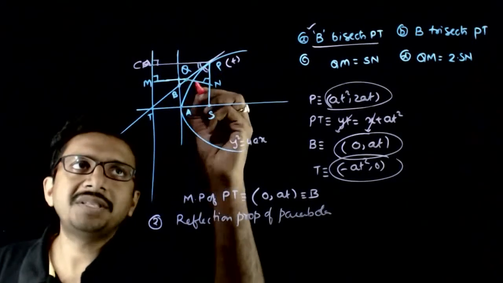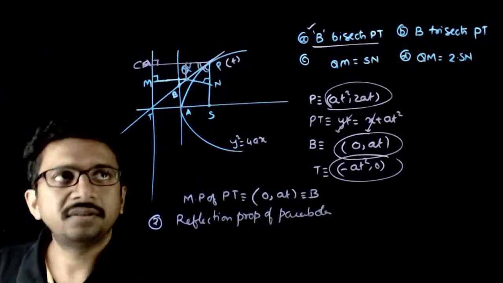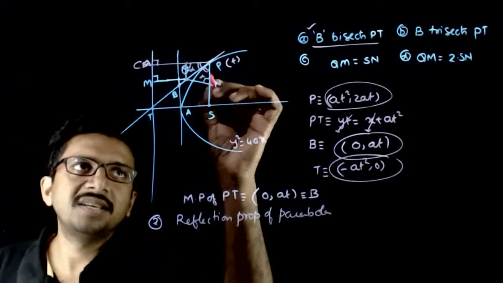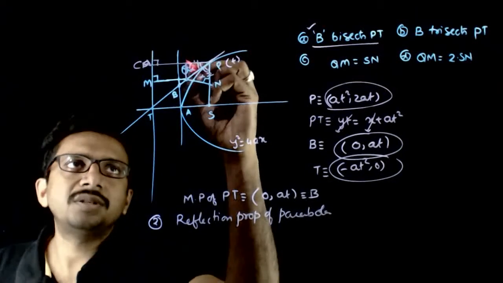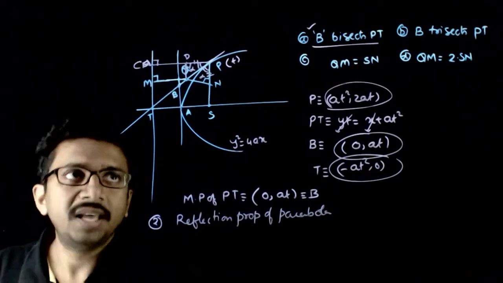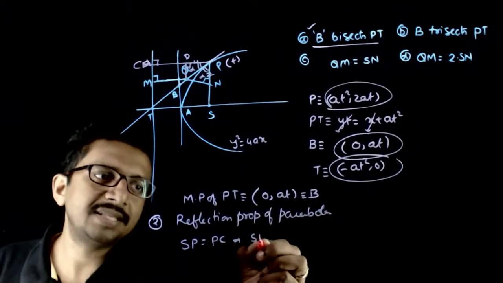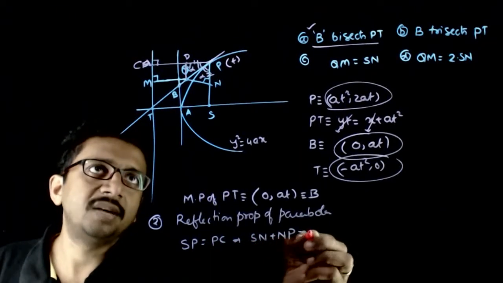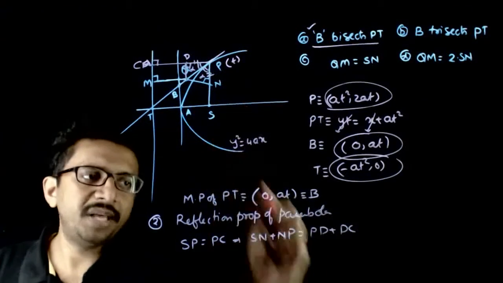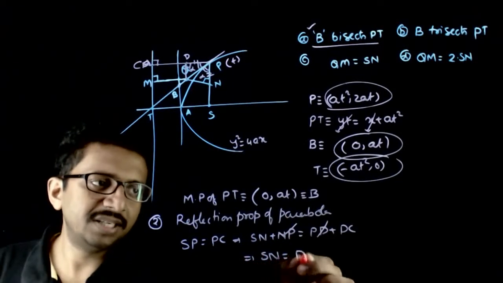Now Q is any point on this tangent. Hence, if you draw perpendiculars from Q onto SP and PC, these 2 triangles are congruent. That is, if you take this as D, PN will be equal to QD. And we already know that SP is equal to PC. This implies SN plus NP is equal to PD plus DC. So PD and PN are the same, so these 2 get cancelled. This implies SN is equal to DC.